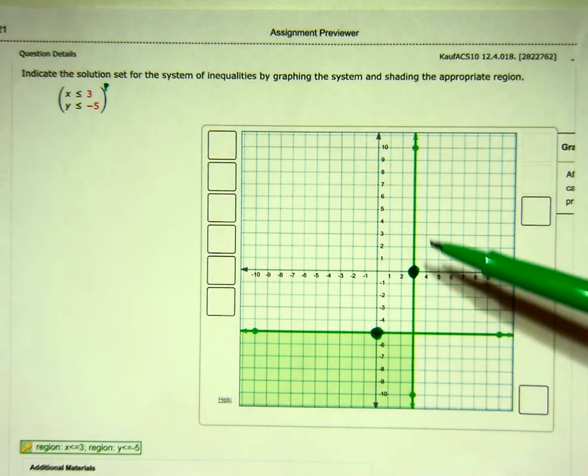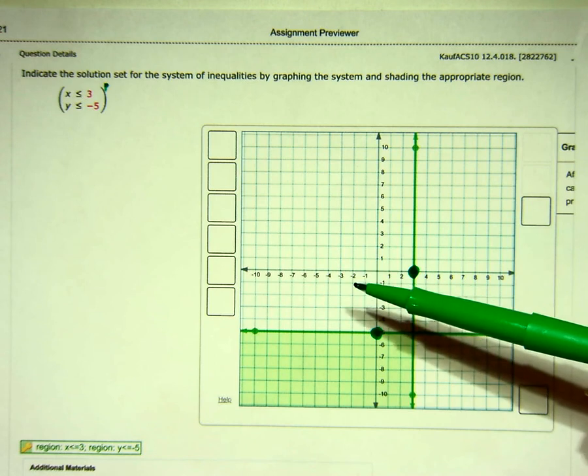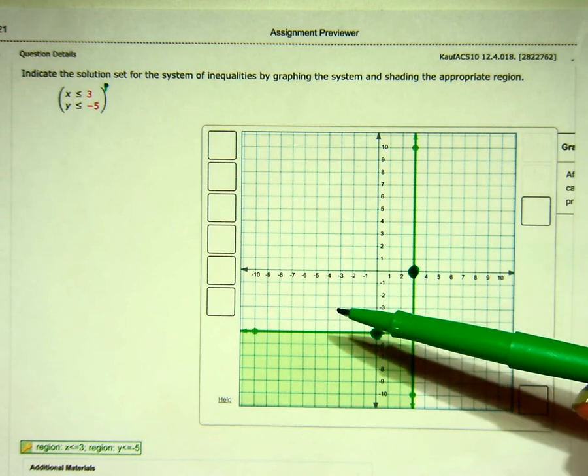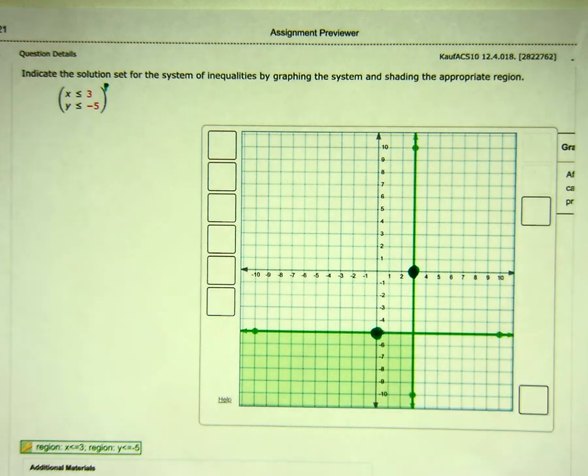Now, the reason why I'm saying to the left of this line, think about what we did on the number line in Module 2. If it was a less than or less than or equal to, we shaded left. If it was a greater than or a greater than or equal to, we shaded right. So, those are just your inequalities.